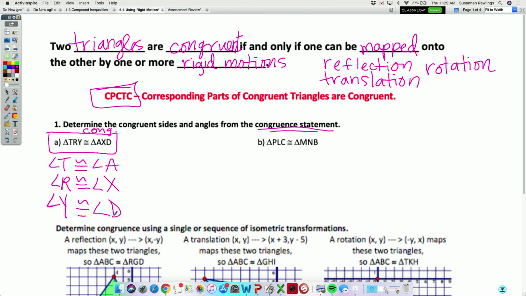So I just start with the first 2 letters. So side TR. And then I pick a different color. Side TR would be congruent to, Jacob, what side? Good. Then I'm going to do the last 2 letters. I always just kind of go in the same pattern. So RY would be congruent to what, Mia? XT.